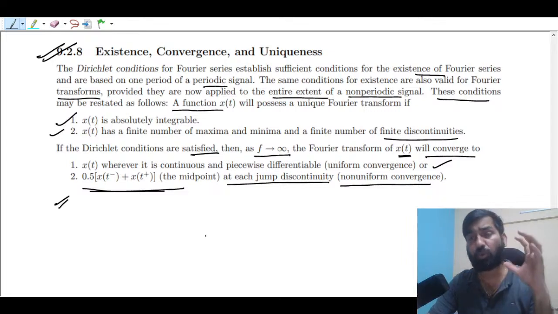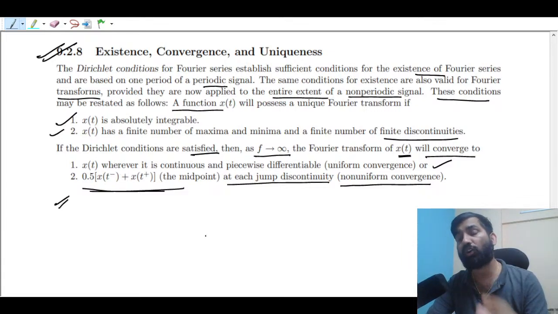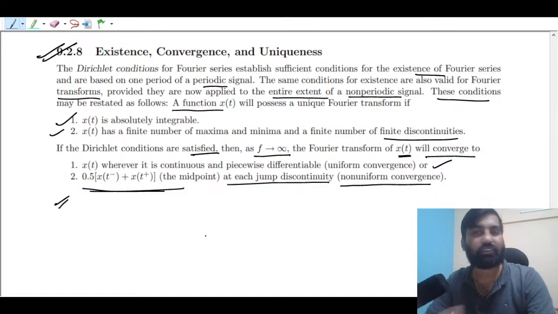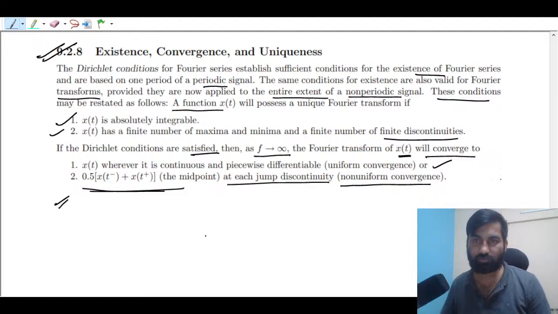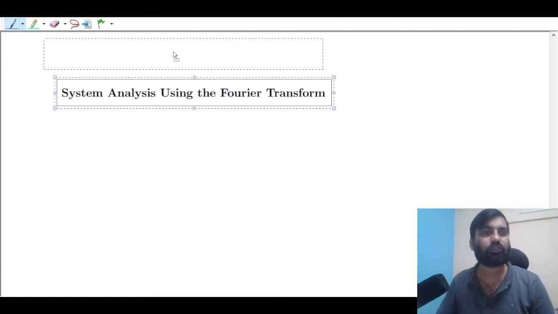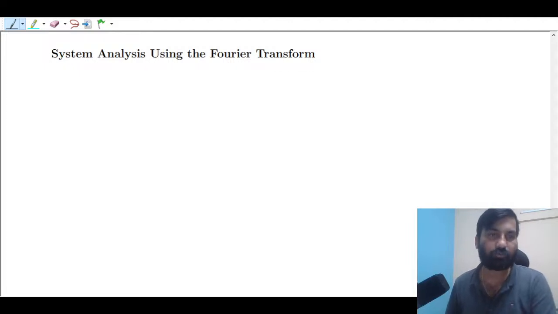And one of the important classes of concepts that you have to learn, which is asked everywhere, is system analysis using Fourier transform. Here you have to find the transfer function and everything using the Fourier transform. So just read this much, you don't need to read more. So system analysis using Fourier transform.